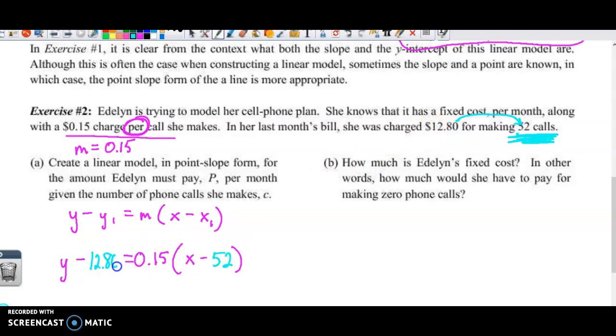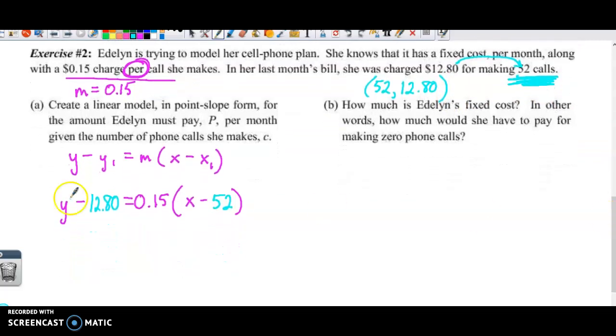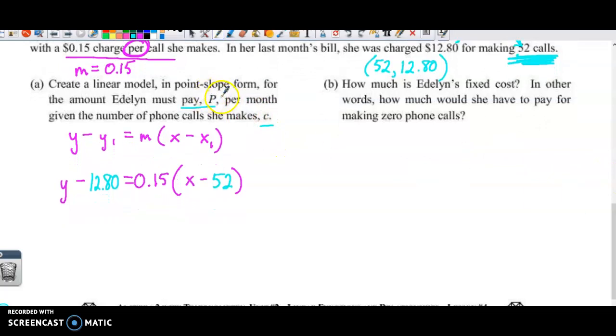And I don't know if that makes perfect sense in your head. It's the ordered pair when x is 52. The y coordinate is 1280. And if you also wanted to, you don't have to use y and x, because in the problem they say p and c. That might help you understand why the c would be the independent variable and p is the dependent variable. But from here, what you would need to do, switch colors, is distribute.